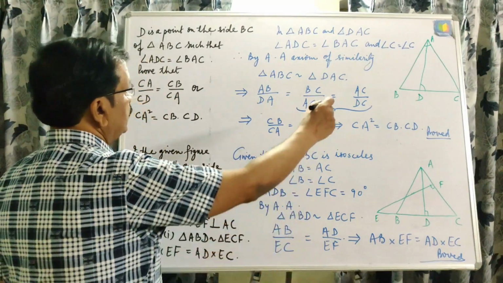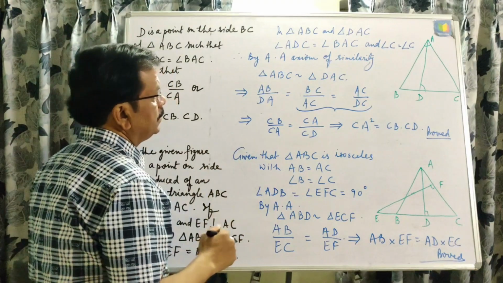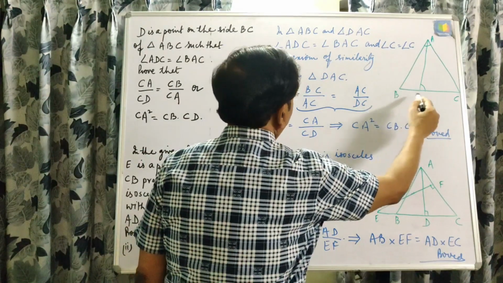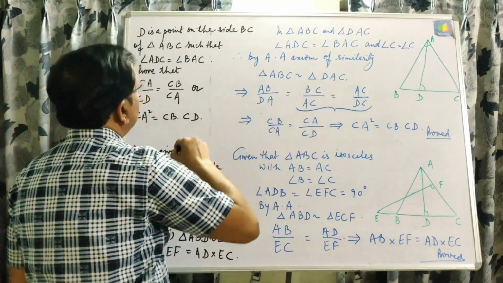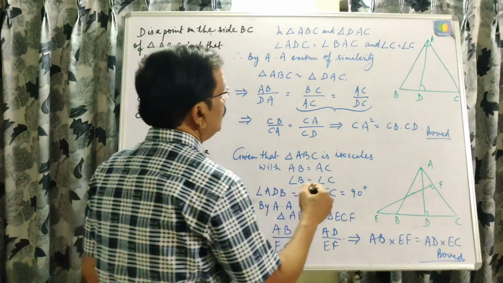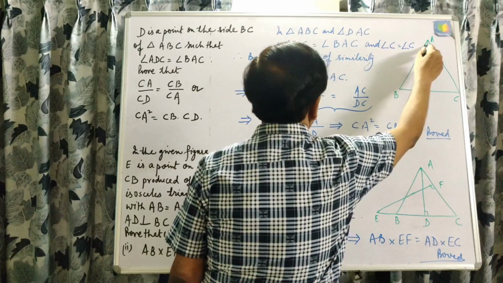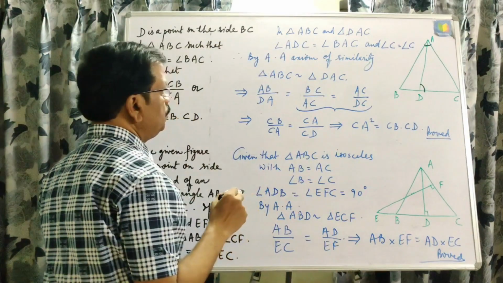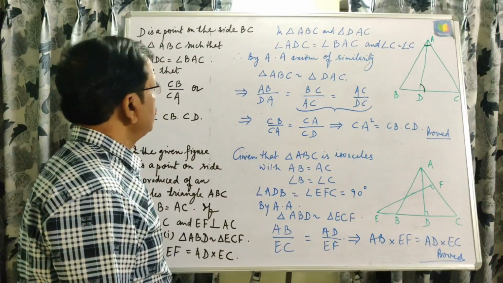Here you can see in this question, D is a point on the side BC of triangle ABC, such that angle ADC is equal to angle BAC. Then prove that CA upon CD is equal to CB upon CA.